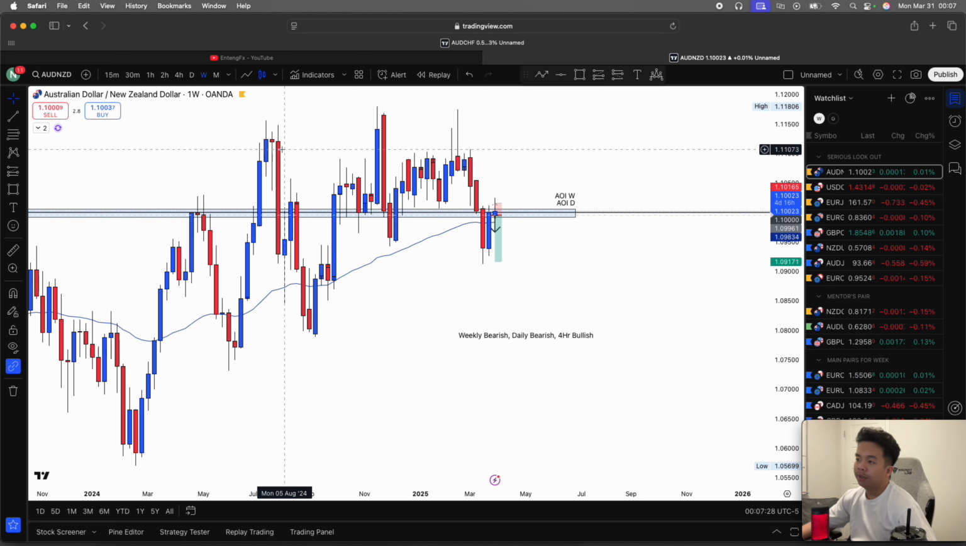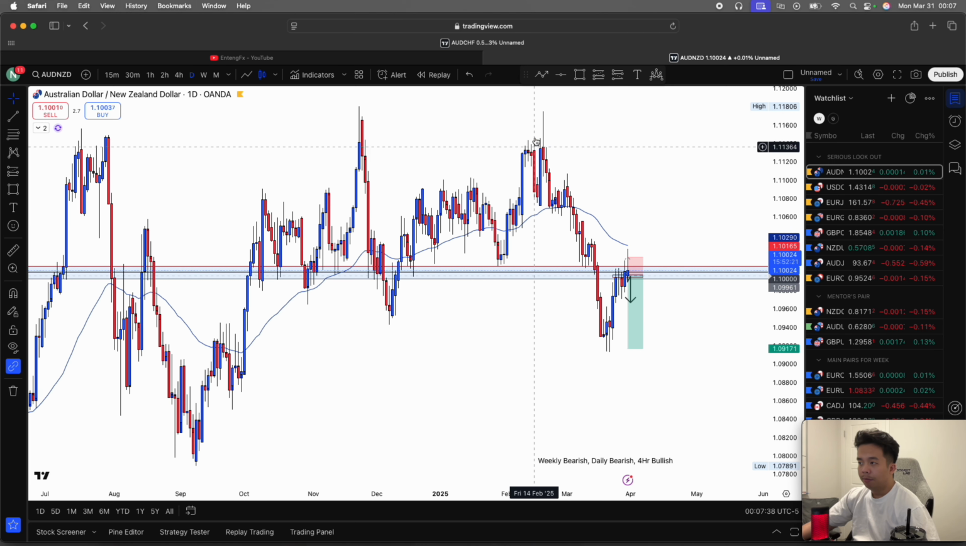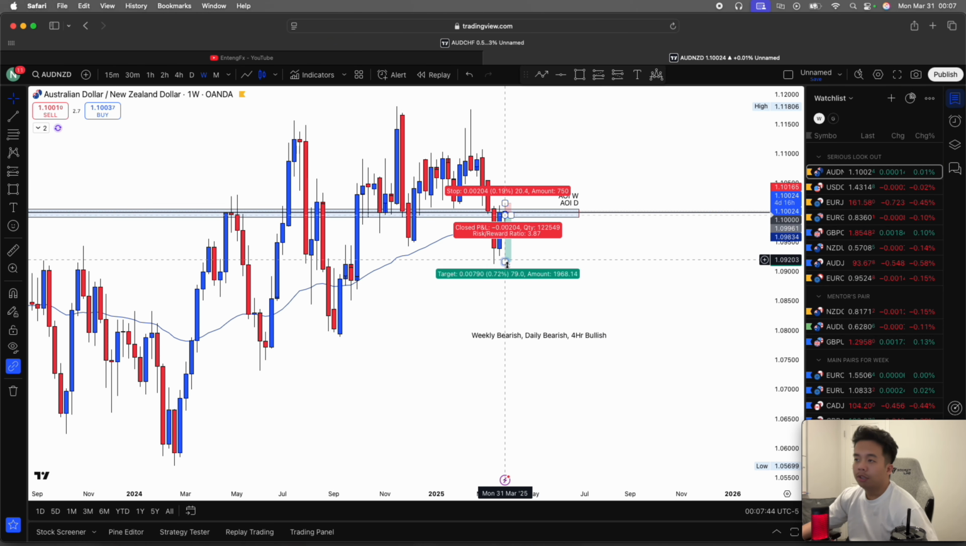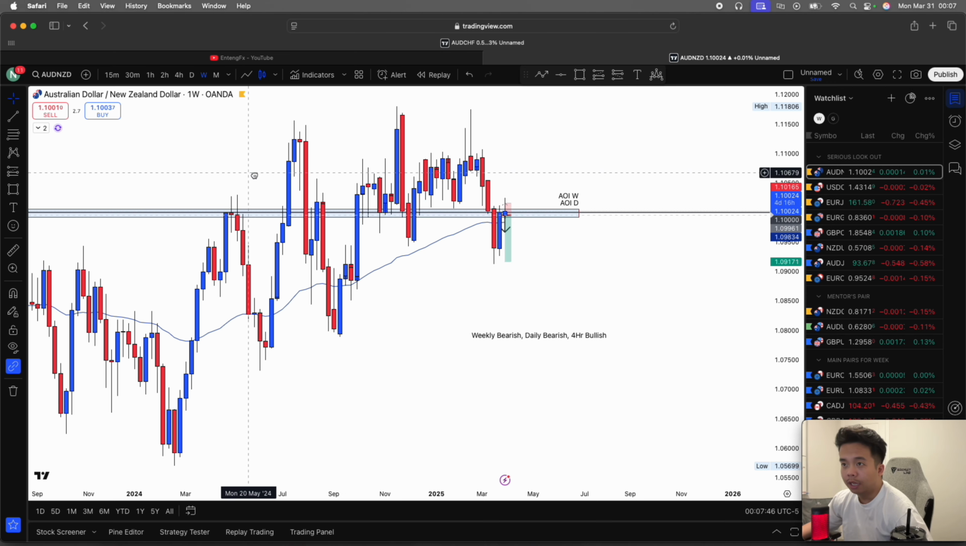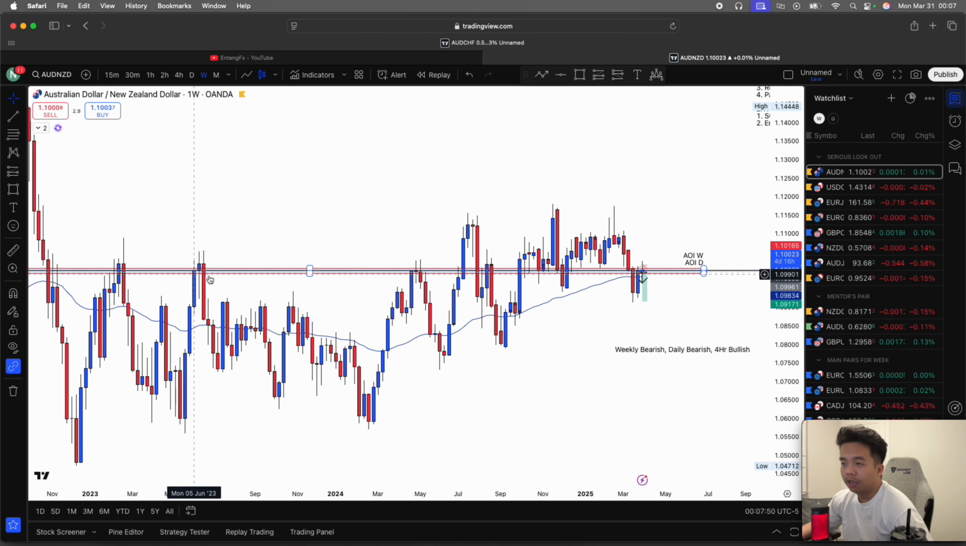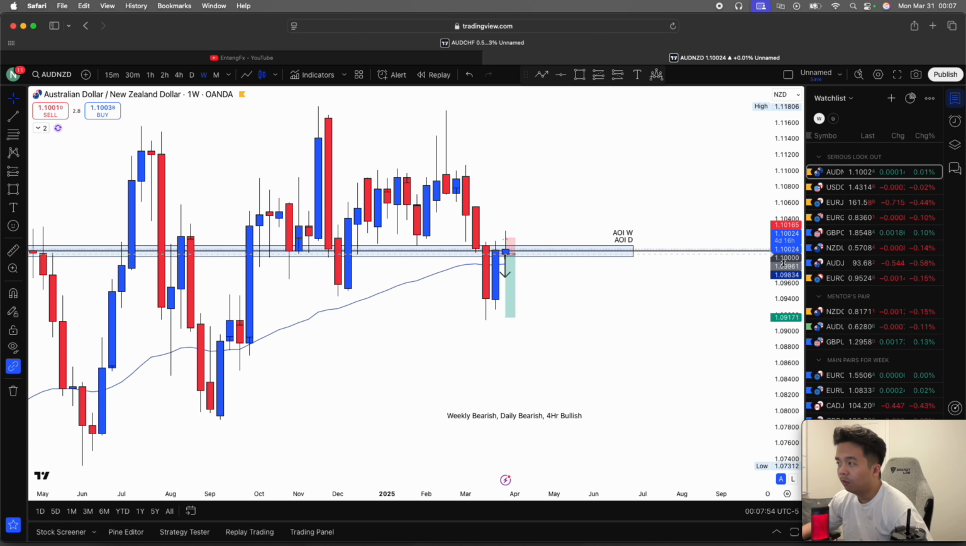On this pair, we were looking for the price action to go to the downside. Looking at the weekly time frame, we are bearish. Daily is bearish, and 4 hour is still bullish. Looking at the weekly time frame, we have a very strong area of interest, and we are also on the psychological level.